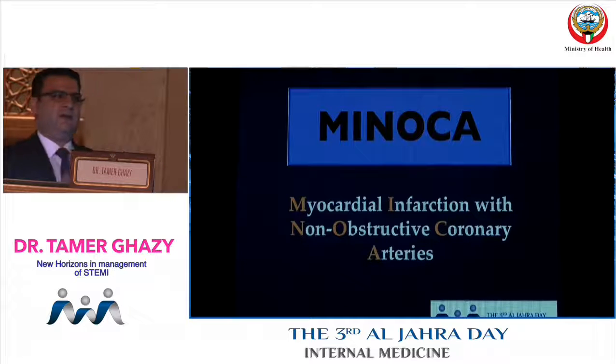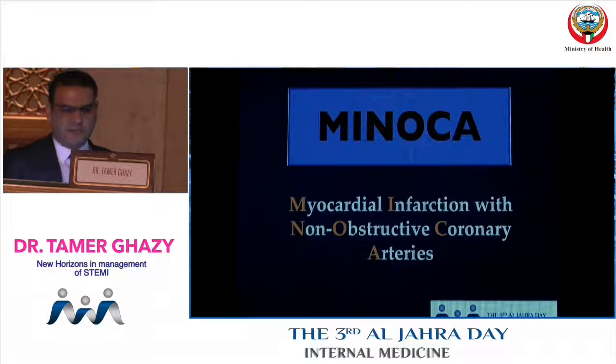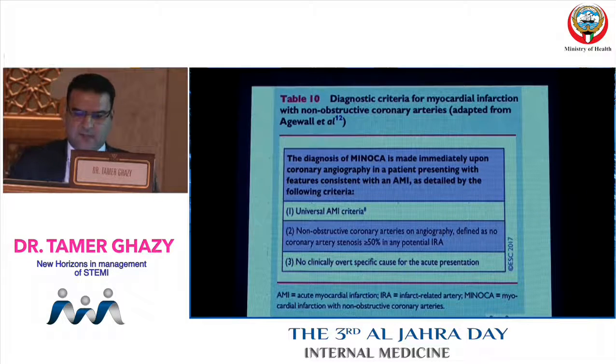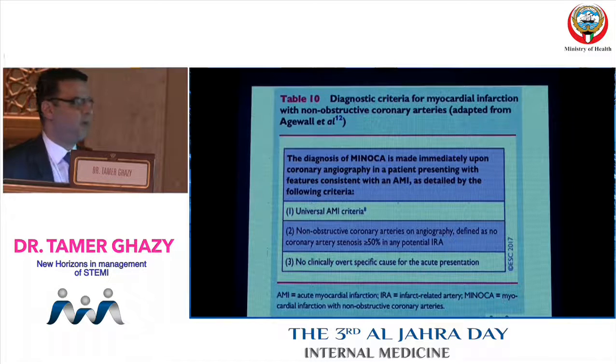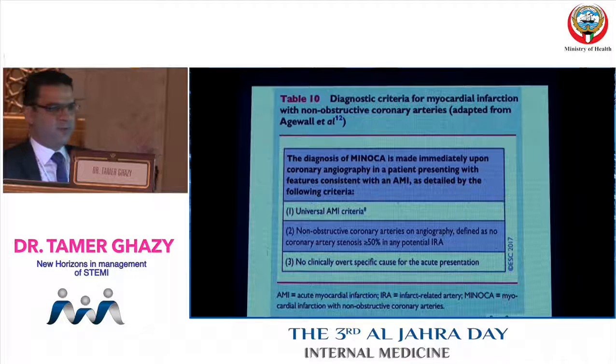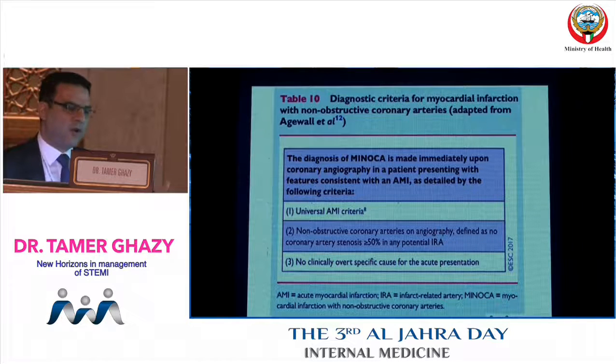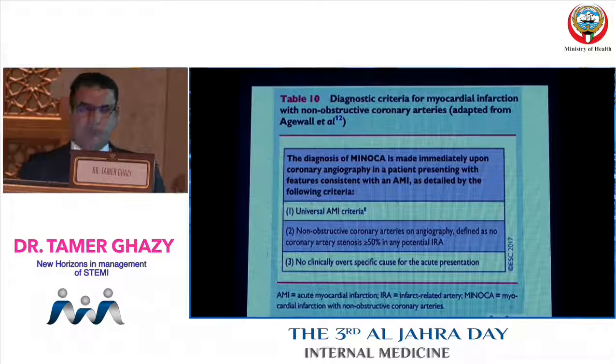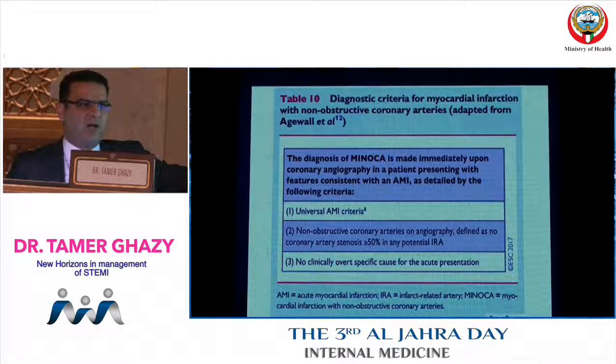MINOCA. MINOCA is a new term released by the recent guideline. MINOCA is myocardial infarction with non-obstructive coronary arteries. The diagnosis of MINOCA is made upon coronary angiography in patients presenting with features consistent with an acute MI, as detailed by the following criteria. Number one, your patient should meet the universal MI criteria. This is a true patient of ST elevation MI at presentation. Number two, non-obstructive coronary arteries on angiography, defined as no coronary artery stenosis of 50% or more in any potential infarct-related artery. Number three, no clinically overt specific cause of the acute presentation. So we diagnose MINOCA after diagnosing ST elevation MI and after coronary angiography.